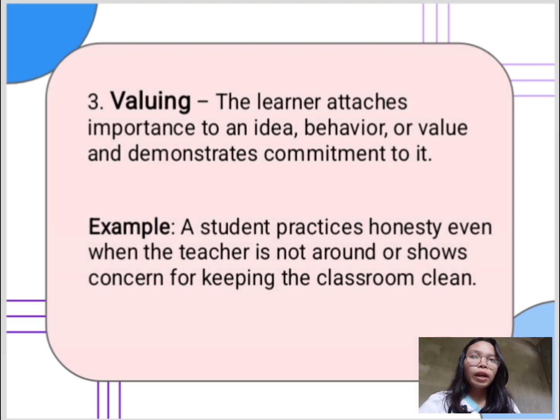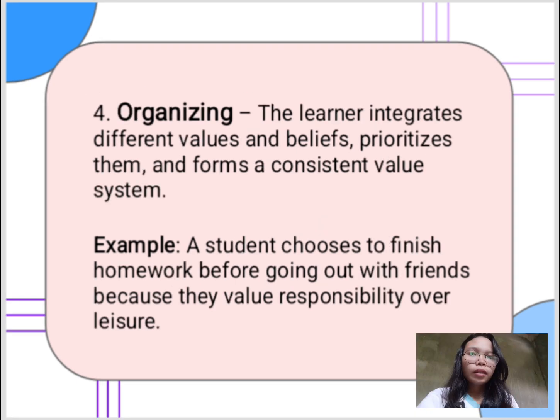So number three is valuing. The learner attaches importance to an idea, behavior, or value and demonstrates commitment to it. So here, the learner attaches importance to a value, idea, or behavior and shows commitment to it. The value begins to influence the learner's actions. So for example, a student practices honesty even when the teacher is not around or shows concern for keeping the classroom clean.